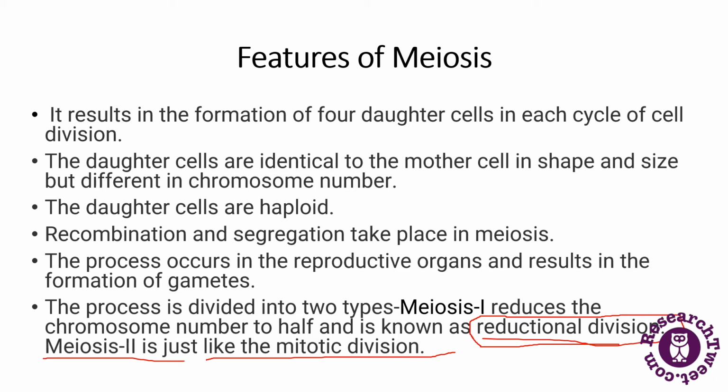But in meiosis 2, it is just like the mitotic division. The chromosome number is the same as that of the parent cell; in mitotic division, the chromosome number is not reduced to half. It is the same number as the parent cell. Meiosis 2 includes prophase 2, metaphase 2, anaphase 2 and telophase 2. These are all the stages of meiosis 2.